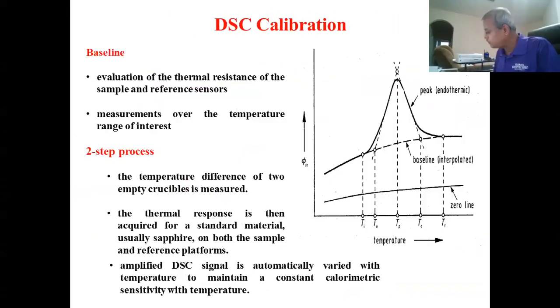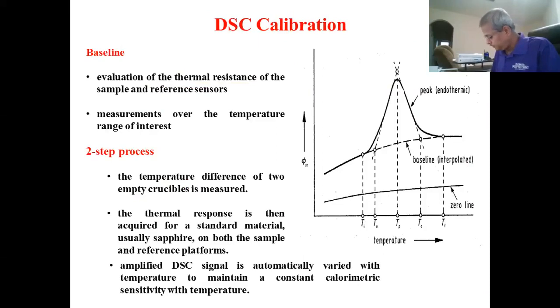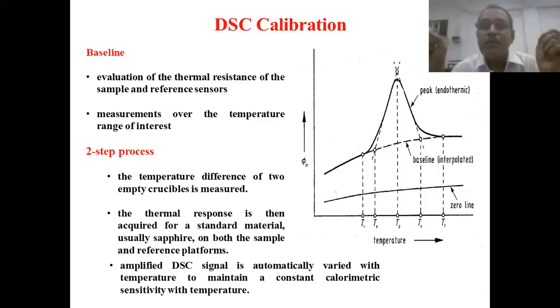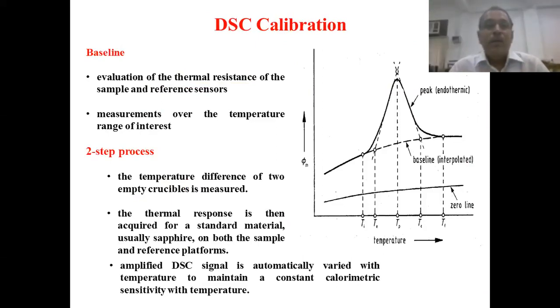Basically what happens in a differential scanning calorimeter, we have two ovens. In one, a reference, an empty sample holder, is kept, and in the other one, a sample holder along with the sample is kept, and the difference of the heat given to these two is measured. So what are the basic requirements to be done before actual measurements?